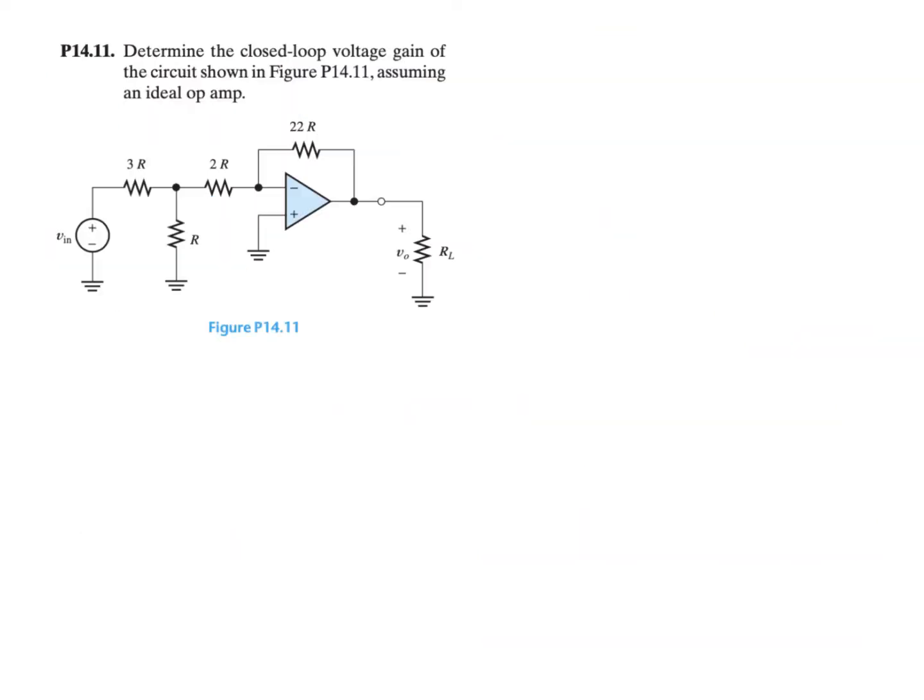Question P14.11. Determine the closed-loop voltage gain of the circuit shown in figure P14.11, assuming an ideal op-amp. For this question, again, we need to find the closed-loop voltage gain. That's A, which is Vout divided by Vin. Vin is what we know, but we don't know Vout. So let's label this as Vout. And here we have a few other nodes, that is VA and VB.